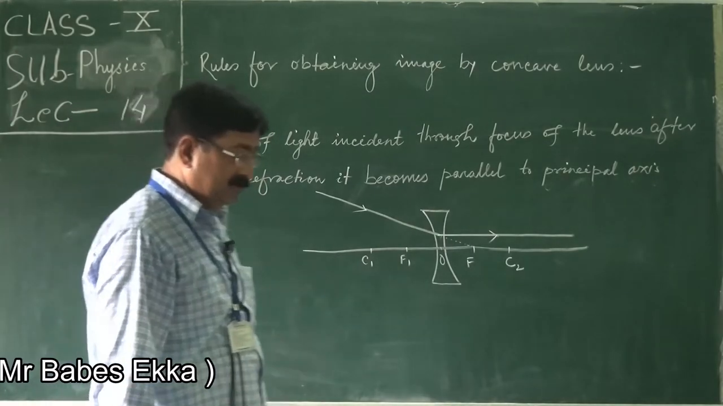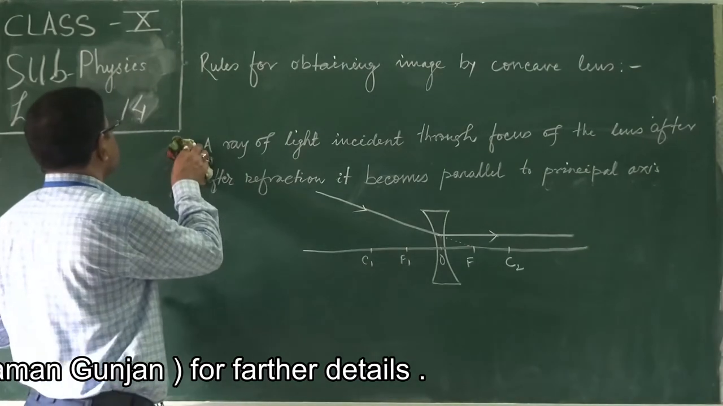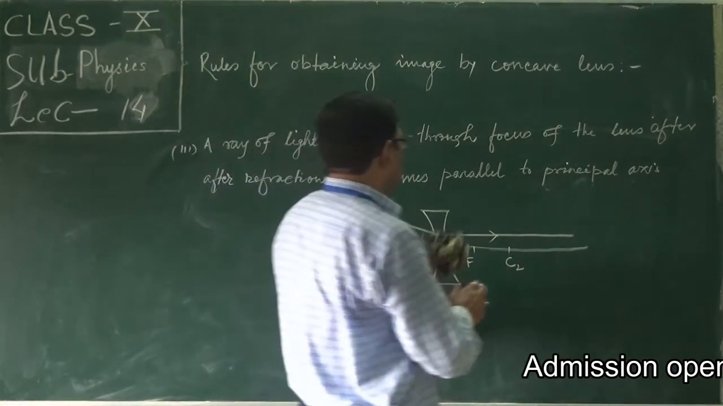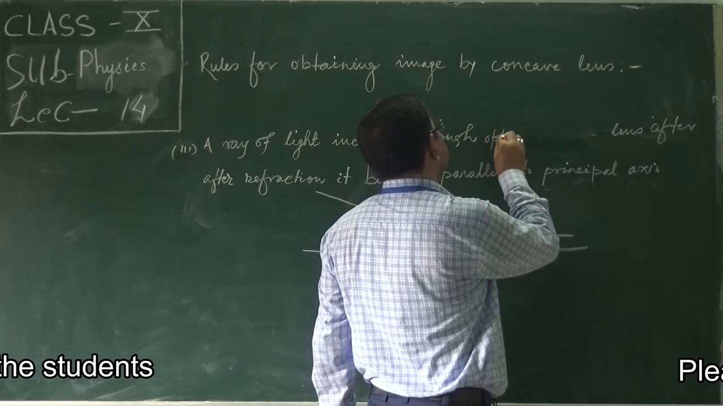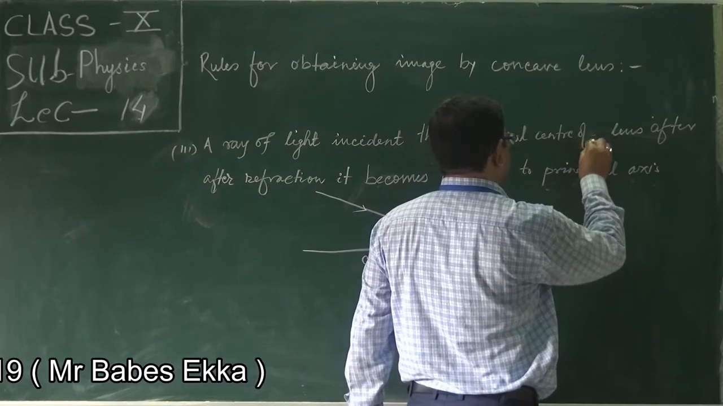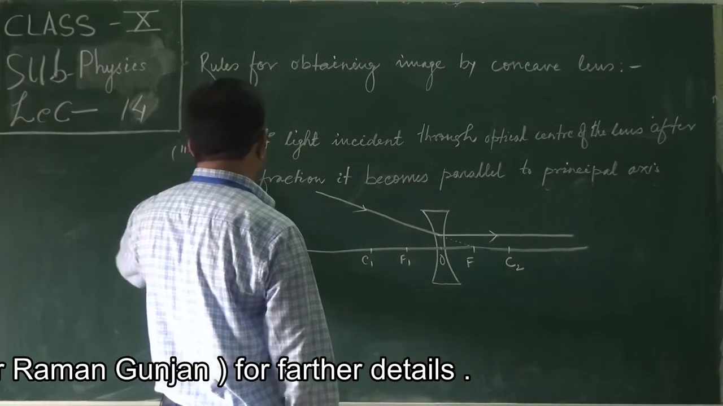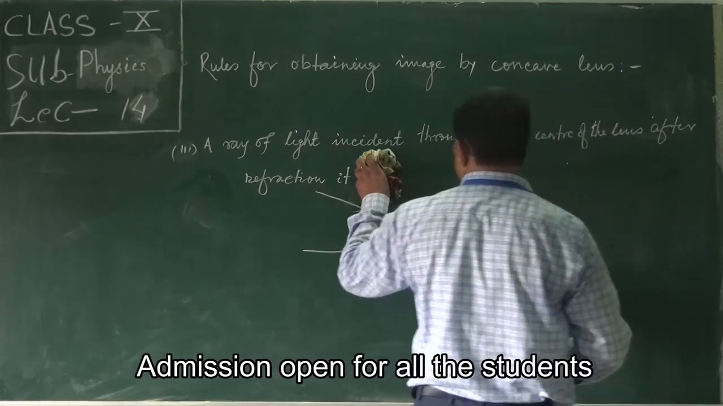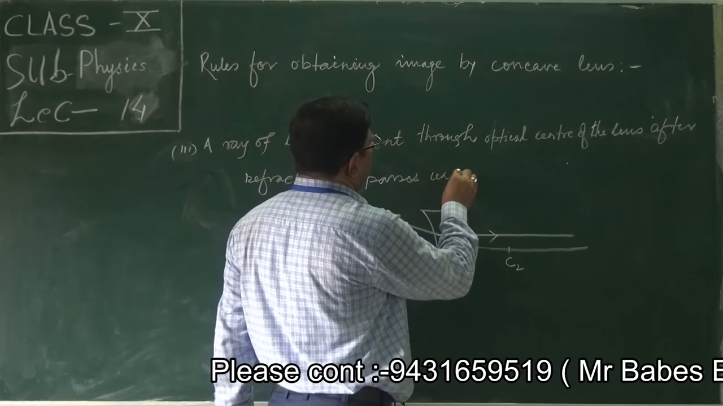Third one, which is common for both the lenses. A ray of light incident through optical center of the lens, after refraction, it passes undeviated.